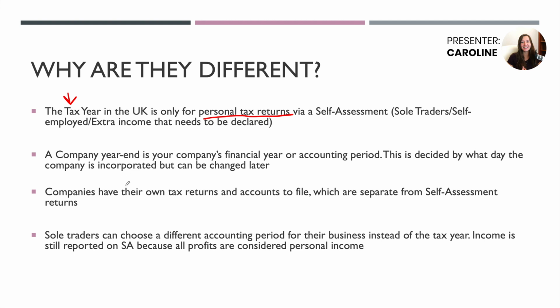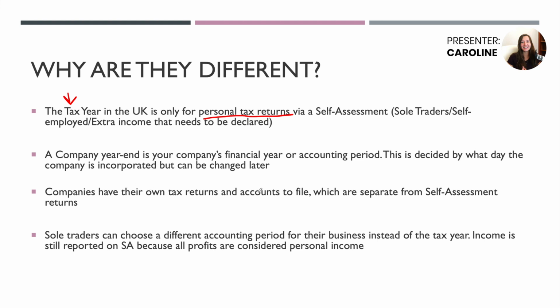A company year end is your company's financial year or accounting period. This is decided by what day the company is incorporated, but can be changed later. Let's say your company starts in August, the year end is going to be August of the following year, but your tax return is still going to be due, or still going to be up to the 5th of April for the previous year. So you'll have 2 different periods you have to keep in mind.